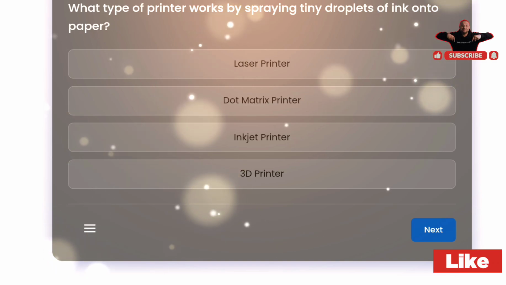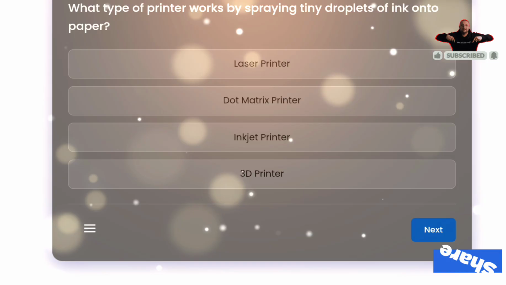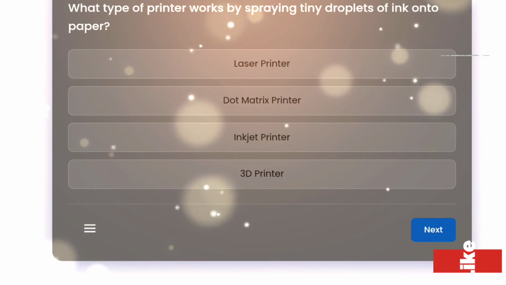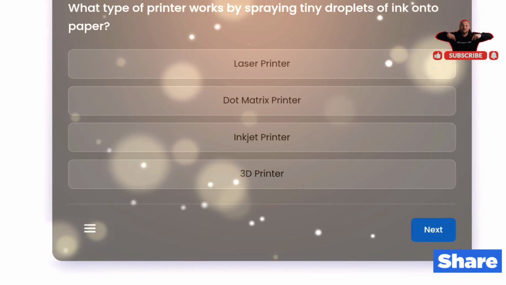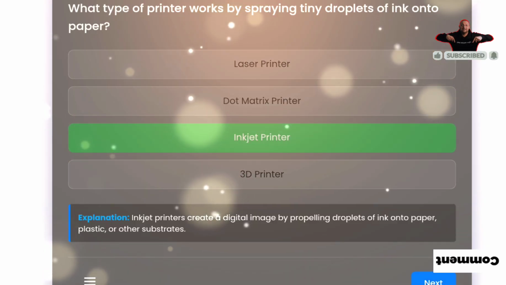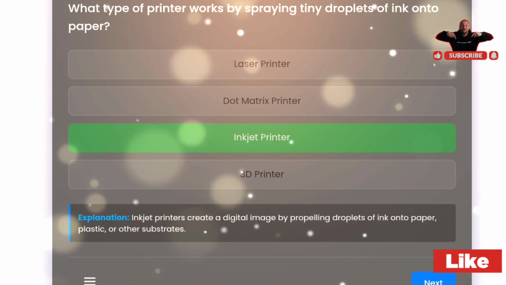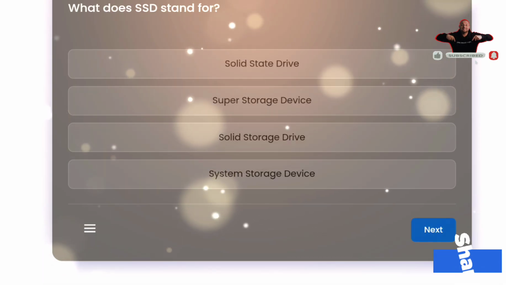Next question. What type of printer works by spraying tiny droplets of ink onto paper? Third one, inkjet printer. कौन सा होता है? Inkjet printer.